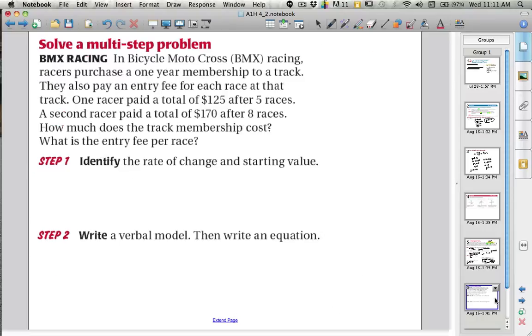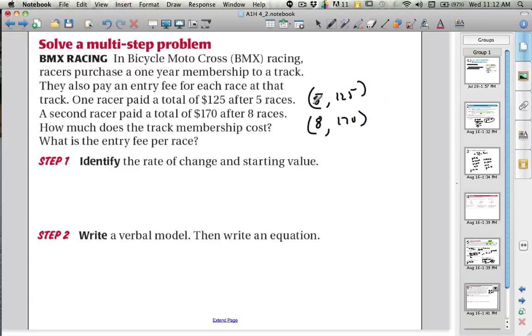Okay, let's take a look at another problem like that. In BMX racing, racers purchase a 1-year membership to a track. They also pay an entry fee for each race at that track. Okay, so if I paid a total of $125 after 5 races, this is an ordered pair. When the number of races was 5, the total cost was $125. A second racer paid $170 after 8 races. That's also an ordered pair.